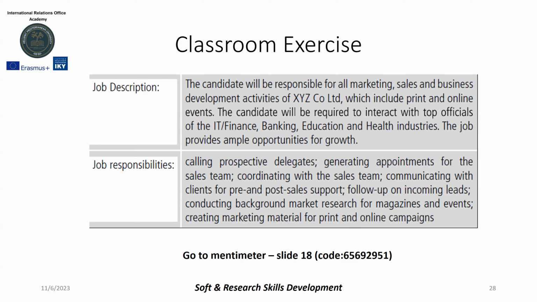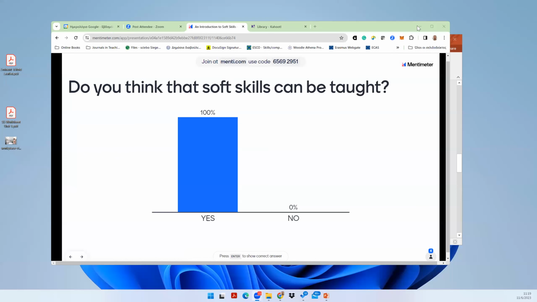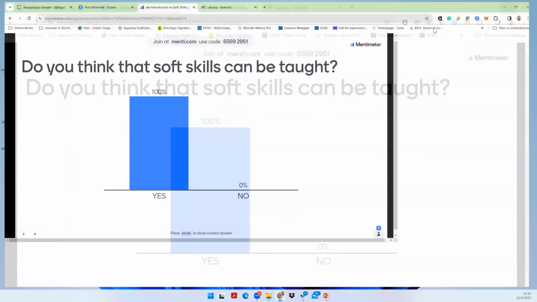So I stop sharing, and we will move to the Mentimeter in order to check your answer. Take your time. I will jump to the Mentimeter in order to check. Okay, let's move. So let me check the Mentimeter again, and we will move until we reach this point. So I think that you can see.